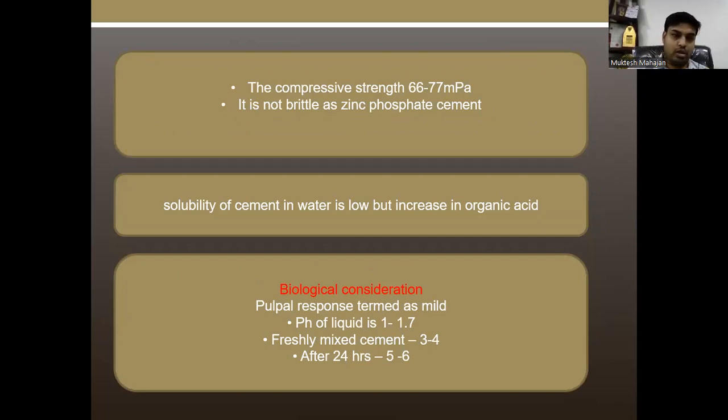Biological consideration: the pulpal response is termed mild. The pH of the liquid is 1 to 1.7. The pH of the freshly mixed cement is 3 to 4, and after 24 hours it is 5 to 6.